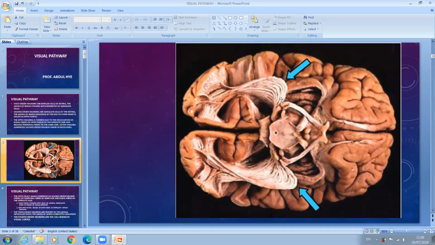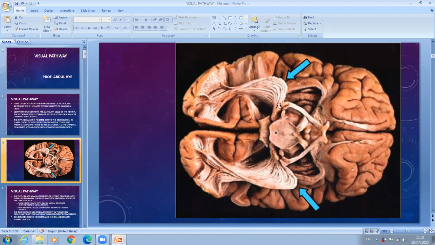And look at this, this picture is particularly to show you the optic radiation. This loop of Meyer is the part of the optic radiation which passes through the temporal lobe and reaches here to join the part which is passing directly through the parietal lobe, and they join with each other to form the actual geniculocalcarine pathway and reach the calcarine sulcus of the occipital lobe.